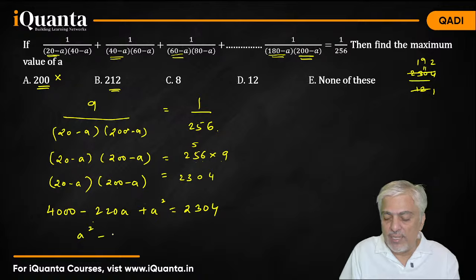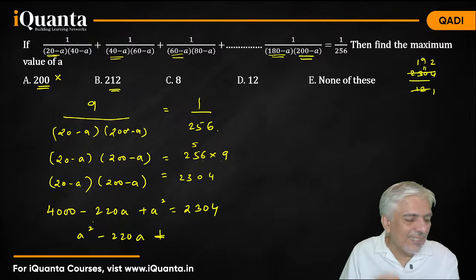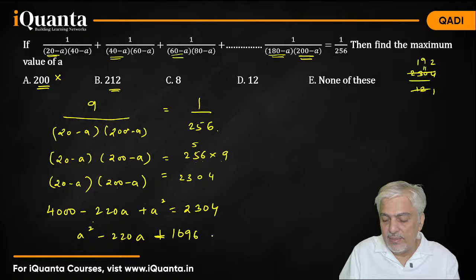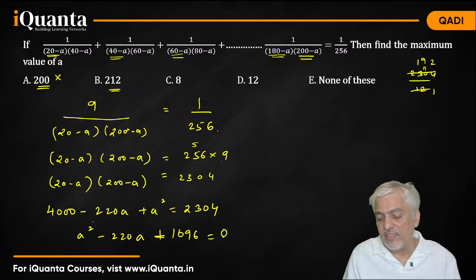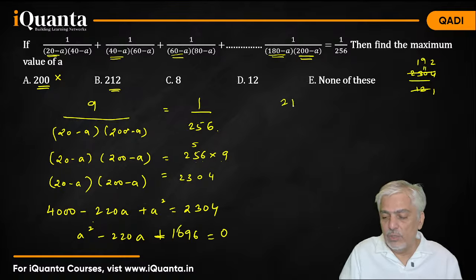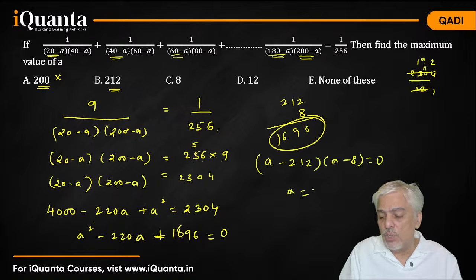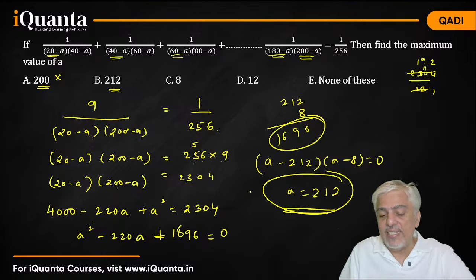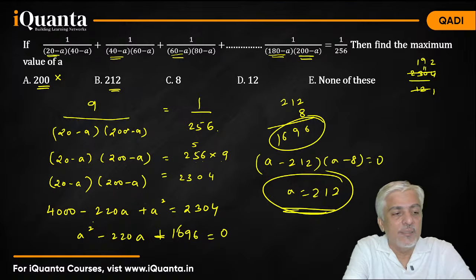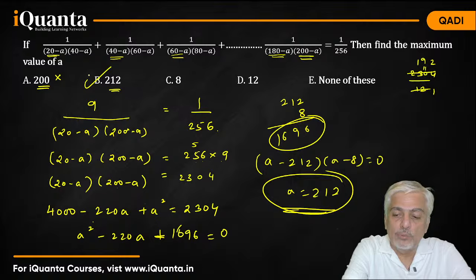So A square minus 220A plus 2300, so 1696, and then the factors are 212 8s are 1696. So A minus 212, A minus 8. We want the bigger answer, so A is 212. Even A equals 8 is right, nothing wrong with that, but the right answer is A is 212 because they want the maximum value. So the answer will be option B.